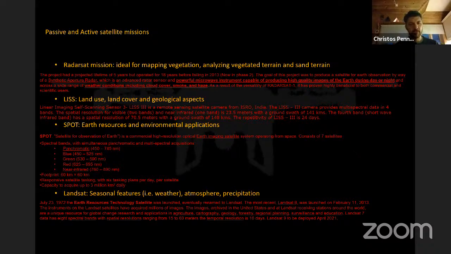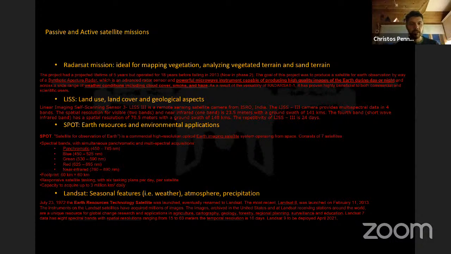It was launched for the first time in 1972 under a different name, and later on was renamed Landsat. Today we are in the Landsat 8 phase, which was launched on February 11, 2013. The instruments of the Landsat satellites have acquired millions of images. Most of the images that you can see online are from this mission. And the images are archived in the United States and the Landsat receiving stations around the world.